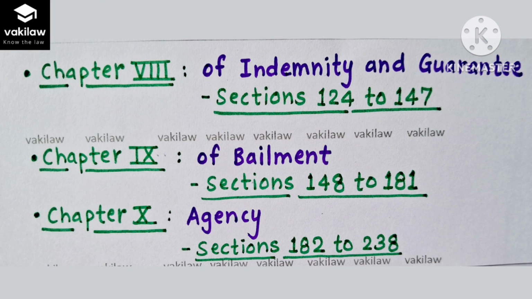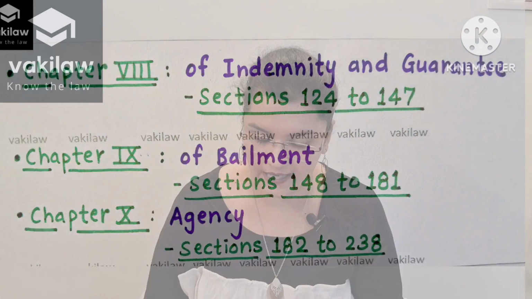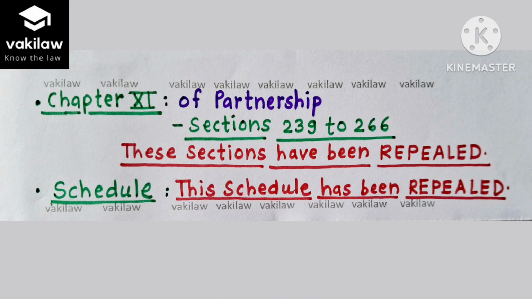Chapter 8 of the Act deals with indemnity and guarantee, enumerated in sections 124 to 147 of the Act. Chapter 9 deals with bailment, provided under sections 148 to 181. Chapter 10 deals with agency, provided under sections 182 to 238. And Chapter 11 relates to partnership, sections 239 to 266. These sections have been repealed. Also, a schedule was included in the Indian Contract Act of 1872, which has been repealed.